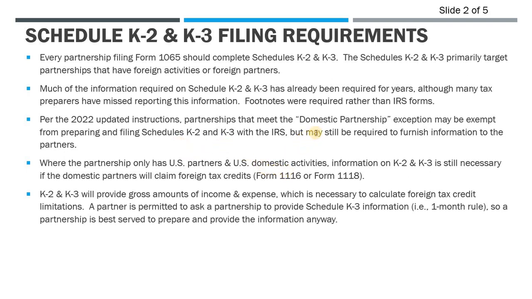Now, who has to file these? There is this domestic partnership exception. So if a partnership is confident that they have no U.S. or they have no foreign activities and they have no foreign owners and they're U.S. investors, the U.S. partners in this case, the individuals or the corporations, aren't going to be claiming any foreign tax credits, so they don't need to do Form 1116 or 1118, then you don't need to do this, right? Now, of course, my recommendation is always to do these schedules no matter what, because you just never know what your partners in the entity might need in order to accurately prepare their returns.